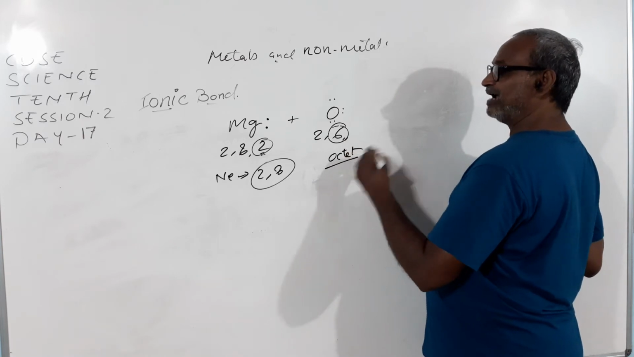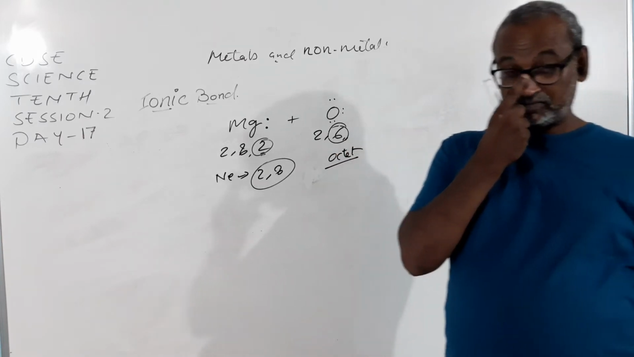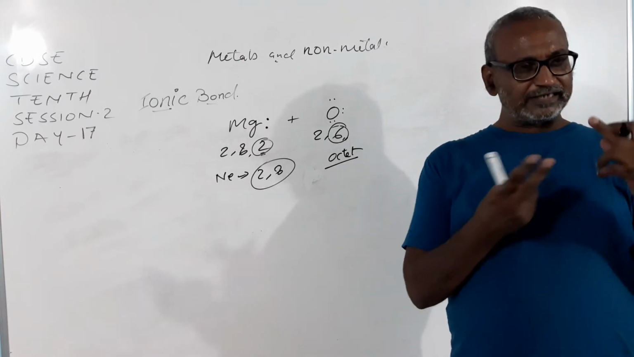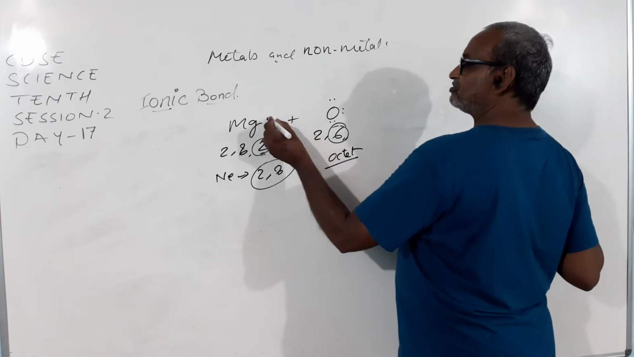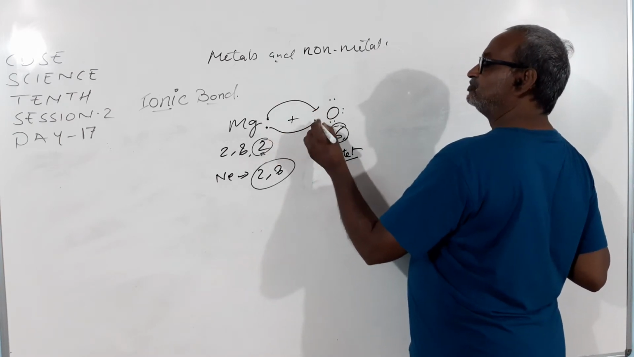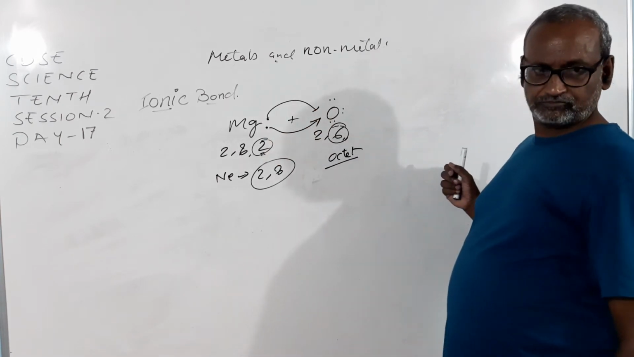Octet means to have 8 electrons in the outermost orbit. It requires 2 electrons to complete its octet. So magnesium atom transfers its 2 electrons to the oxygen atom.